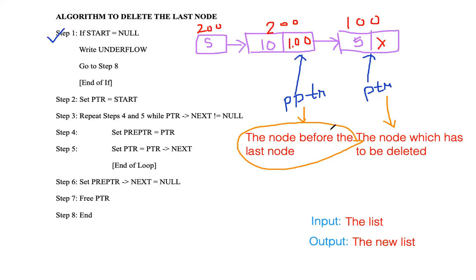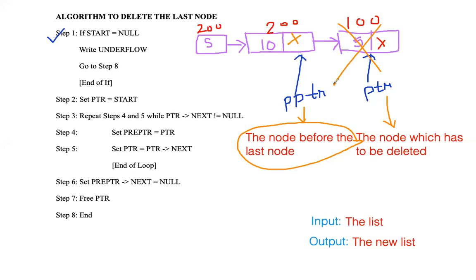So once we do that, in the PPTR arrow next we put null, because now this is the new last node. We know that in the last part of a linked list node, it is always a null. And we simply free this. So free PTR. So in this way, we can delete the last node in a linked list.